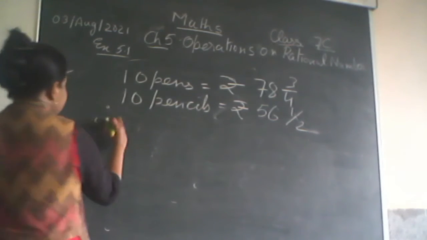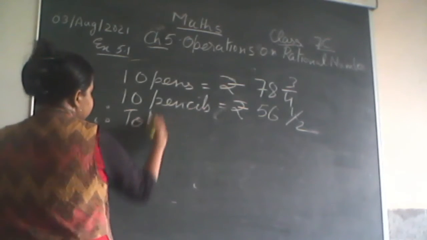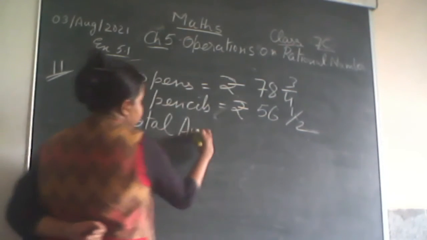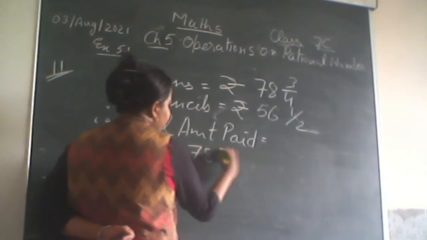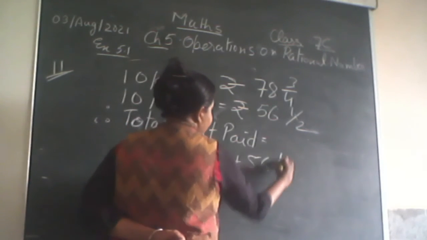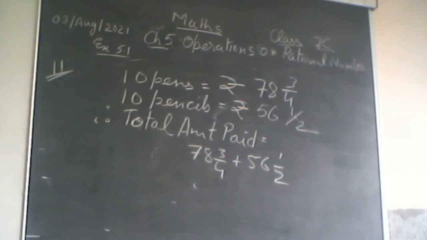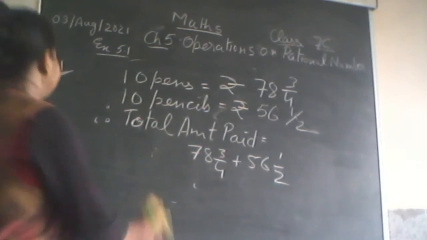So therefore, total amount paid will be equal to what? 78 3 by 4 plus 56 1 by 2. Yes or no? Yes, ma'am. Can you do the calculations? So should I move to the last question? Yes, ma'am. Okay.